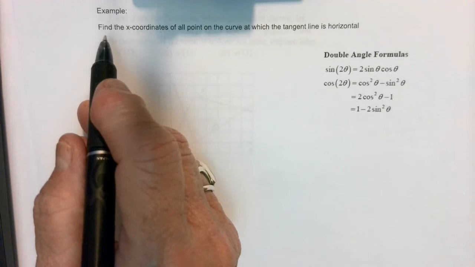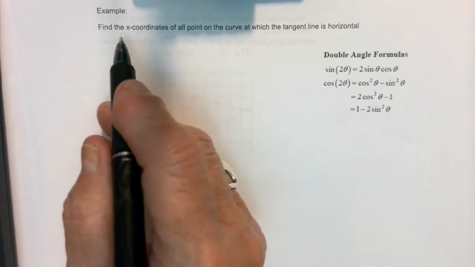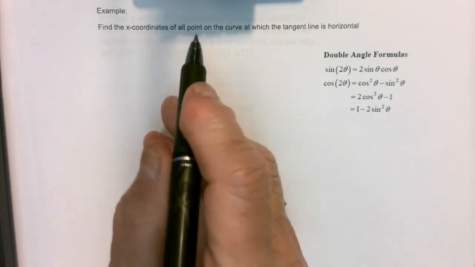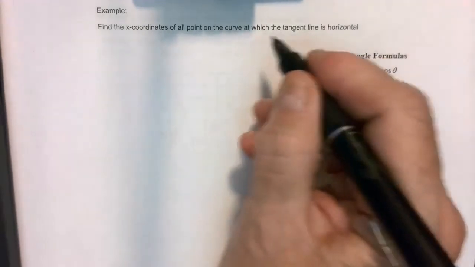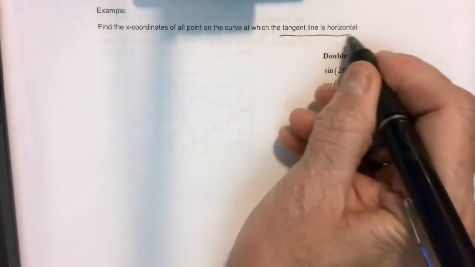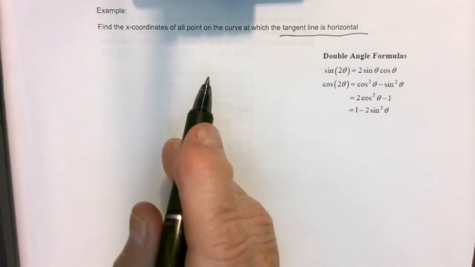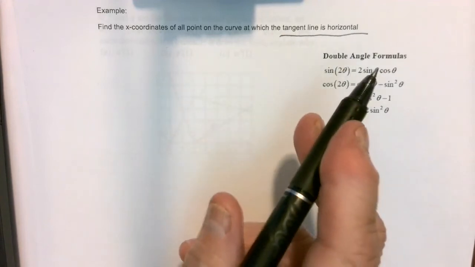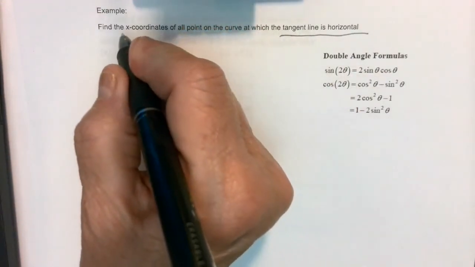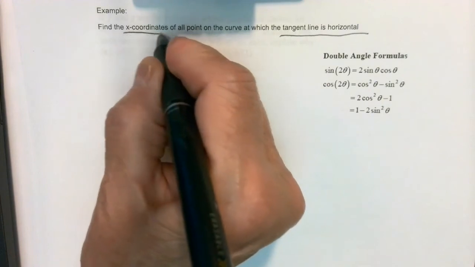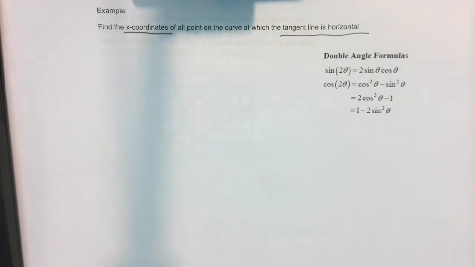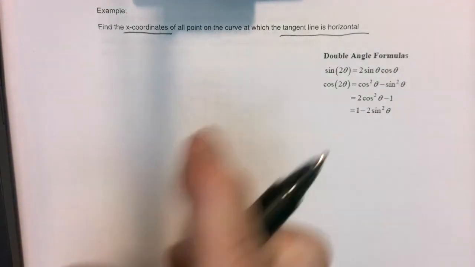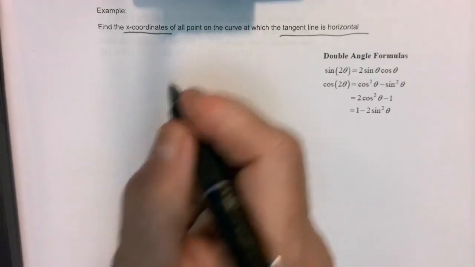Okay, so here's an example that we do a lot. Find the x-coordinate of all points on the curve at which the tangent line is horizontal. So we need to remember when we see this, tangent line is horizontal, we're going to have to find the derivative and set it equal to 0 and solve. And then also pay attention, does it ask for the x-coordinate? Does it ask for the y-coordinate? Does it ask for both?